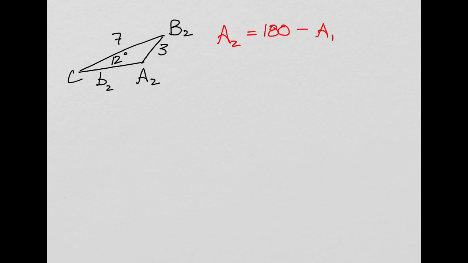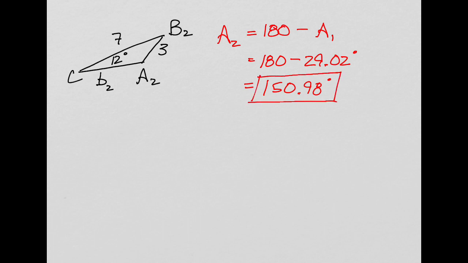So we just found A1 a minute ago. It was 29.02 degrees. So my second version of angle A here has a measure of 150.98 degrees. That makes sense with the picture. My angle A2 is obtuse. This is obtuse. Seems reasonable.